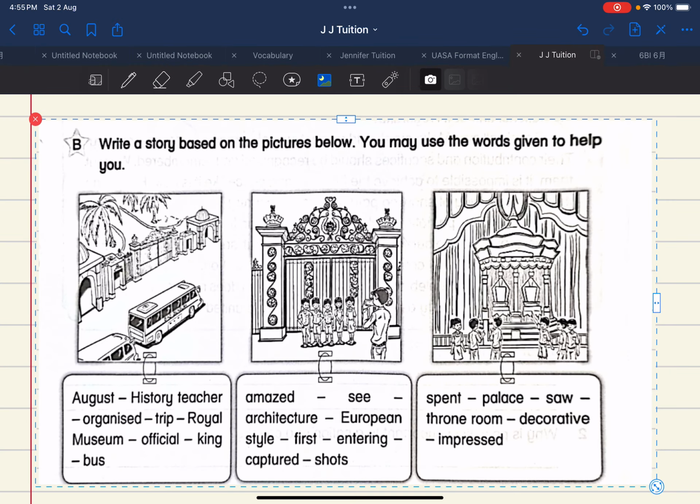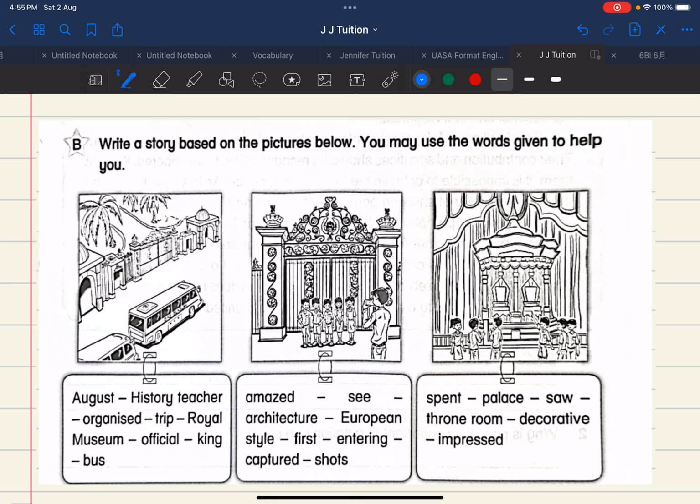Hello students, today we are going to write a story based on the pictures below. You may use the words given to help you. Based on the pictures, we can see the first one, there is a bus in the pictures. They organize a trip to the Royal Museum.